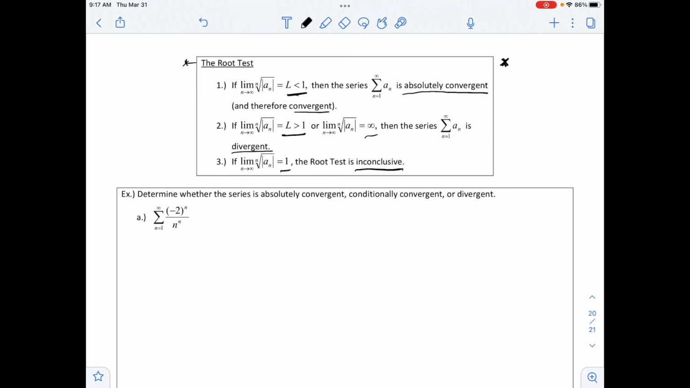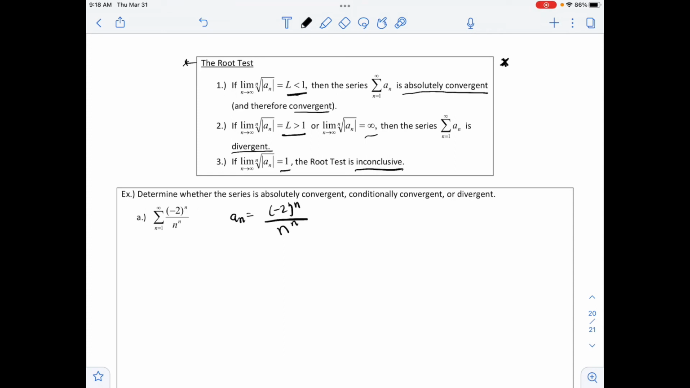So the example right below says determine whether the series is absolutely convergent, conditionally convergent, or divergent. So again, our series for part A is the sum from n equals 1 to infinity of negative 2 to the nth power over n to the nth power. What I noticed with this problem is that everything is raised to an nth power. So dealing with an nth root would be nice. So I'm going to go ahead and write down that a sub n is equal to negative 2 to the nth power all over n to the nth power.